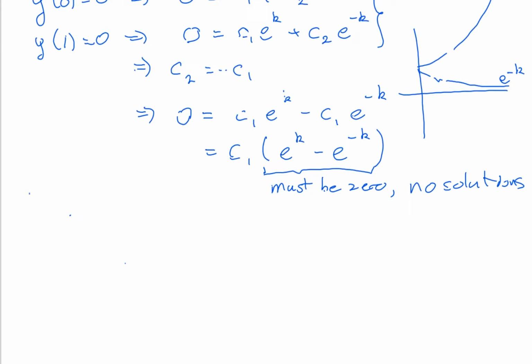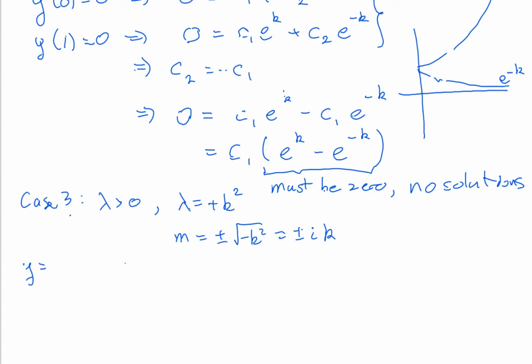So now we look at case 3, lambda positive. This time I'll put lambda equal to plus k squared. That m is going to be plus or minus the square root of minus k squared, which is plus or minus ik, which means that y is equal to c1 cos kx plus c2 sin kx.